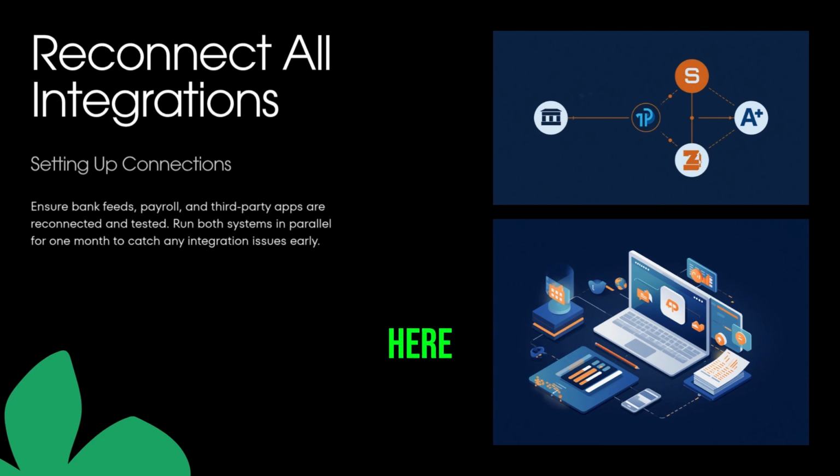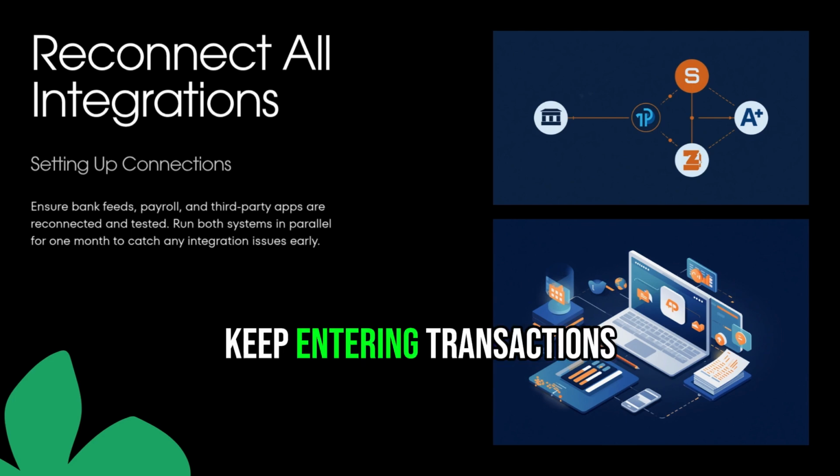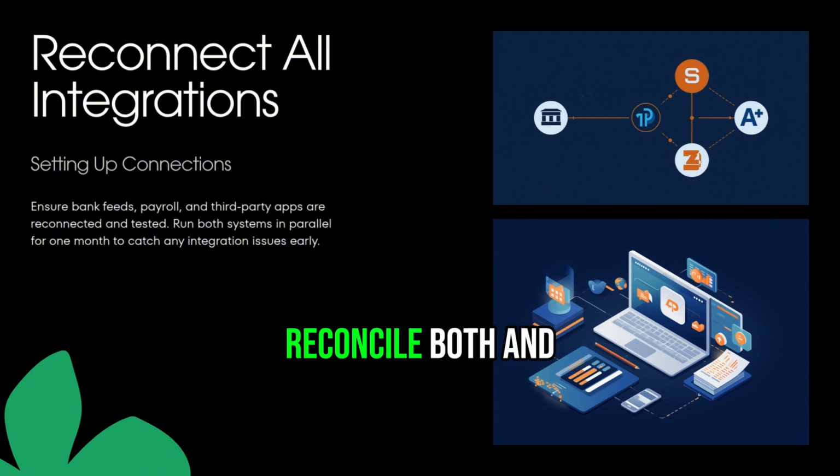A smart move here: run both systems in parallel for 1 month. Keep entering transactions in both, reconcile both, and only fully retire desktop once you're confident the numbers match. It's extra work for 30 days, but it's a lot cheaper than fixing a books mess after the fact.